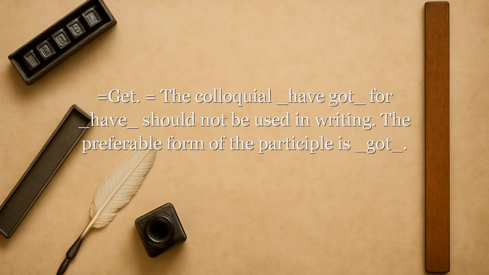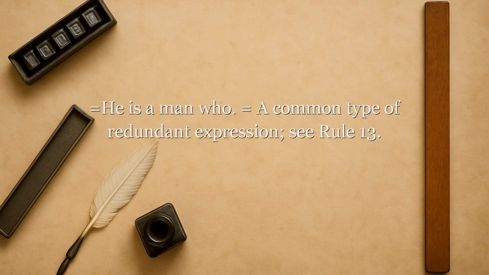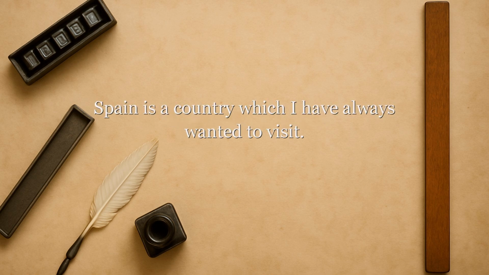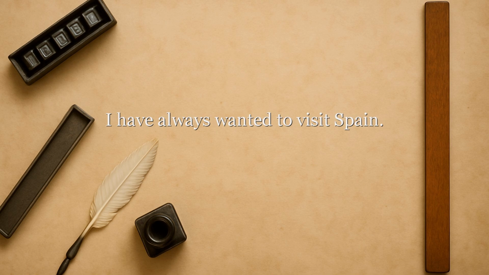The colloquial have got for have should not be used in writing. The preferable form of the participle is got. He is a man who, a common type of redundant expression, see Rule 13. He is a man who is very ambitious. He is very ambitious. Spain is a country which I have always wanted to visit. I have always wanted to visit Spain.